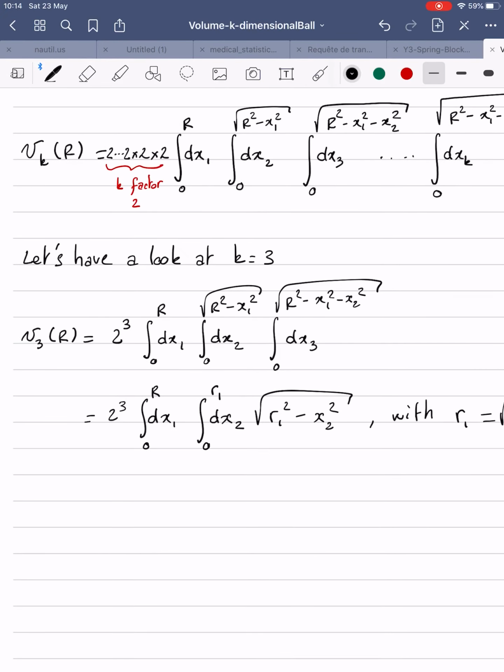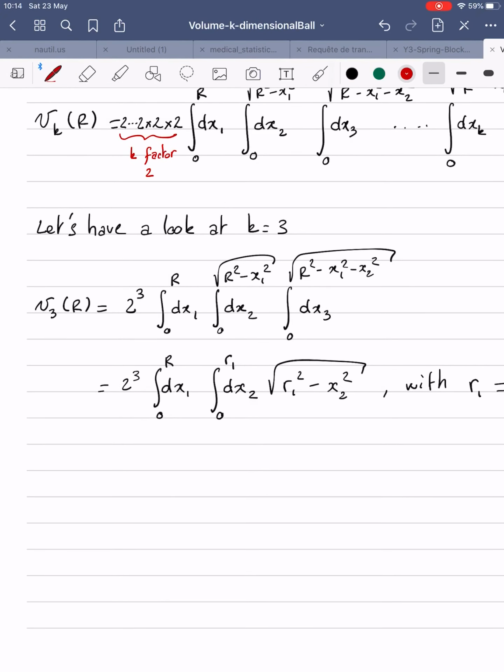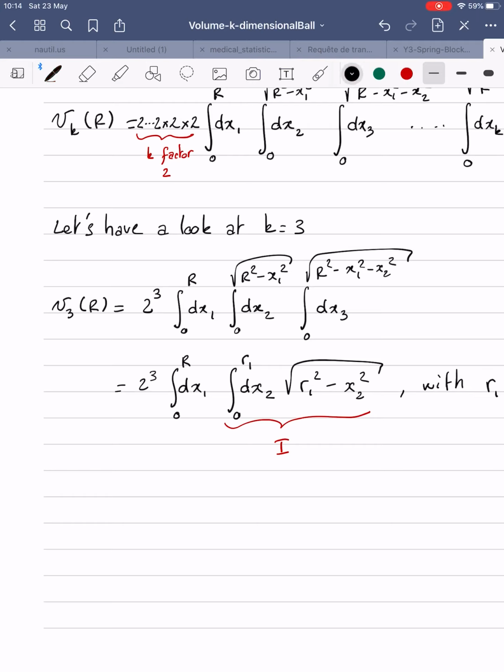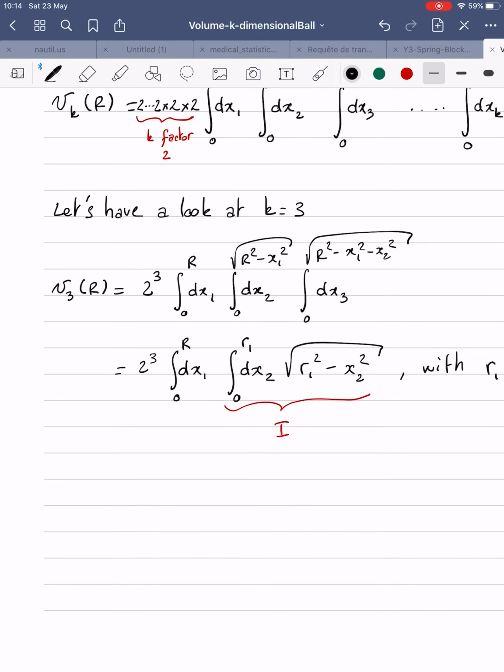Okay, now what we need to do is calculate this particular integral. Of course nowadays you can put an integral like this into Wolfram Alpha or whatnot, but what I want to do is try not to cheat and find out what would be the outcome, just in case you don't remember. So here is the integral from 0 to r1 dx2, and what I want to do is take r1 squared outside of the square root. So then I've got 1 minus x2 squared over r1 squared, and that's what I've got here.